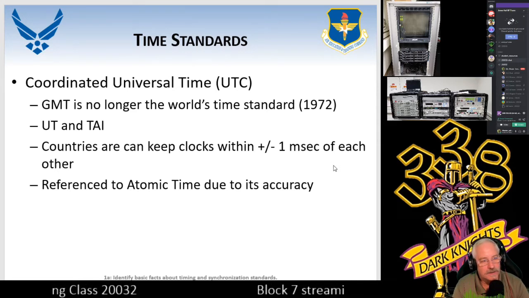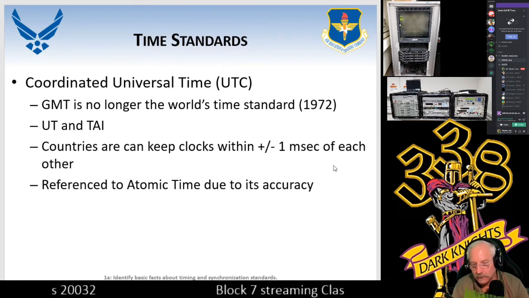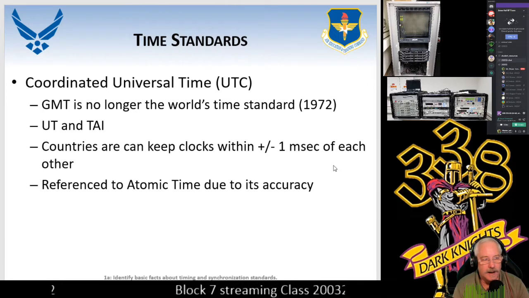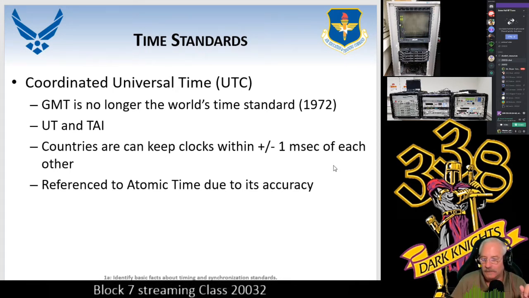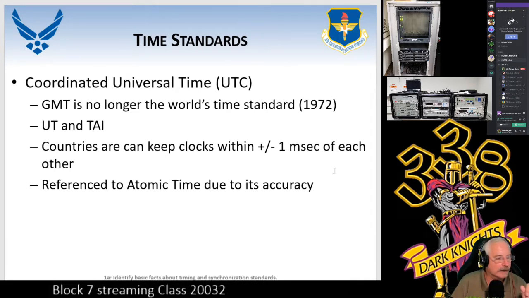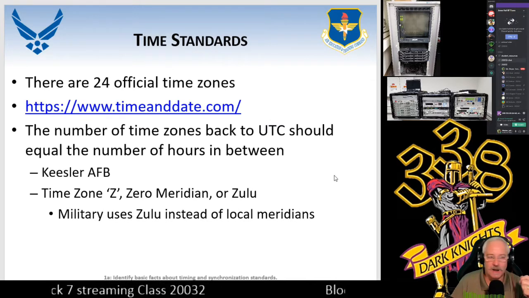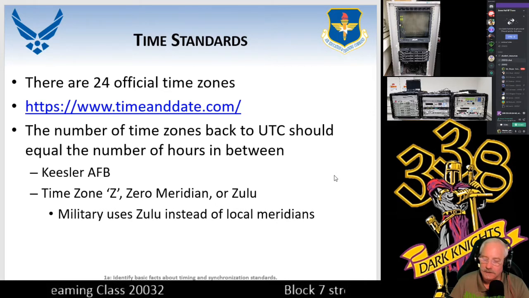UTC is no longer the world's time standard. No kidding, because they changed to UTC. You have the Universal Time and Time Agency International. So all of these are referenced to atomic time. You'll see that it's referenced to within 1 millisecond. Oh my goodness, it's really quick. There are 24 official time zones, and you'll notice that I've got a link in here, and I suggest very highly that you go to this link because it is pretty cool.